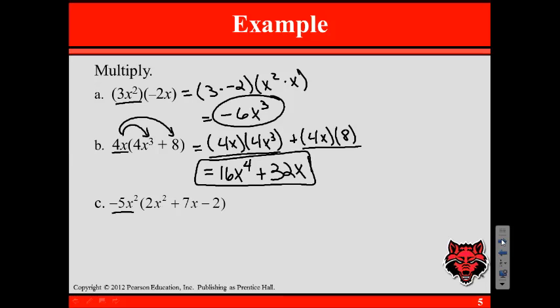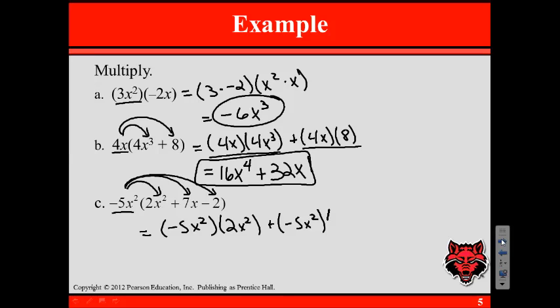We will go through a similar process on part C. We'll distribute the negative 5x squared to all three terms inside parentheses. That gives us negative 5x squared times 2x squared plus negative 5x squared times 7x plus negative 5x squared times negative 2. Let's go back and multiply each product.